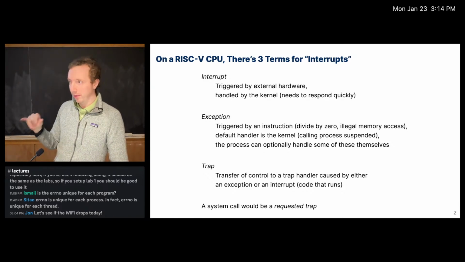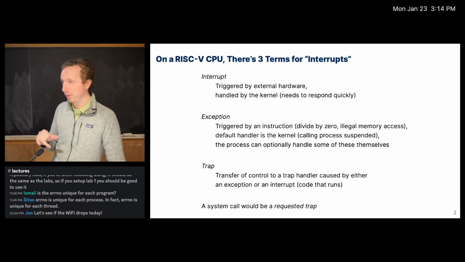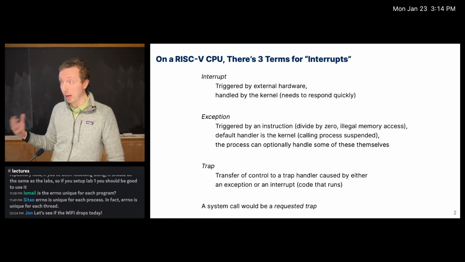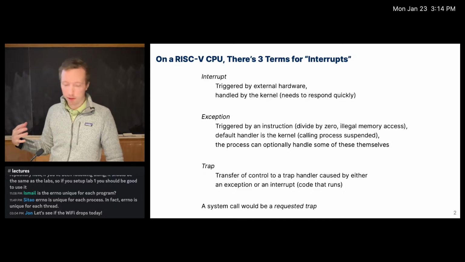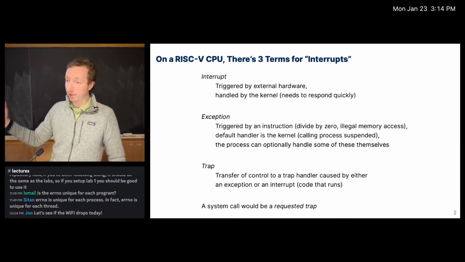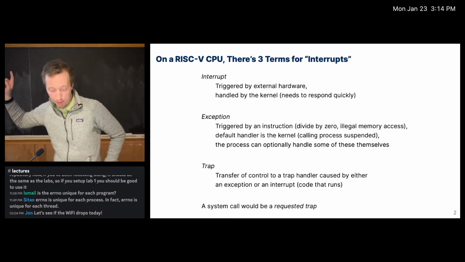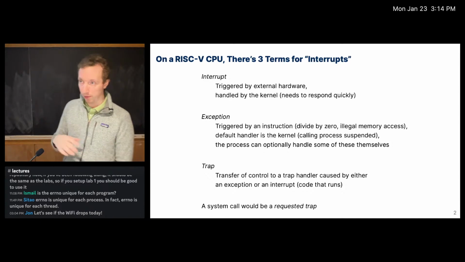So those are the 2 reasons: an interrupt, which is something from hardware, or an exception, which corresponds to an instruction. And then there is a trap. A trap is essentially the interrupt handler. A trap is just when you transfer control because of either an exception or an interrupt, and it's the code that runs, or the handler.